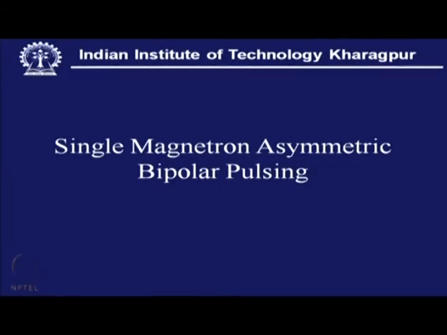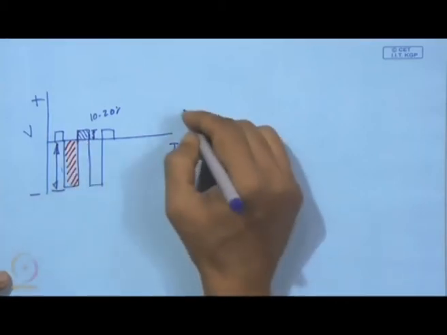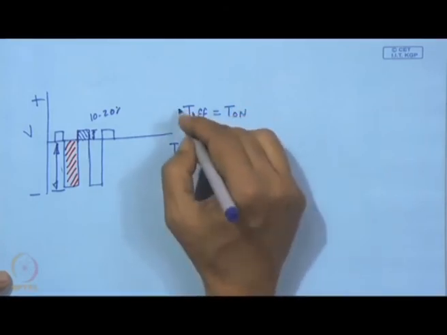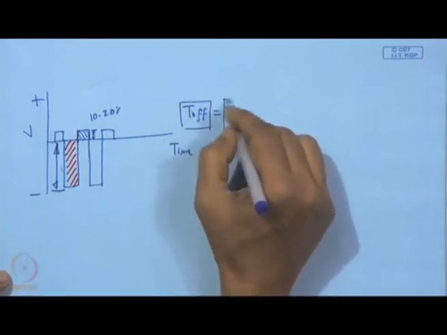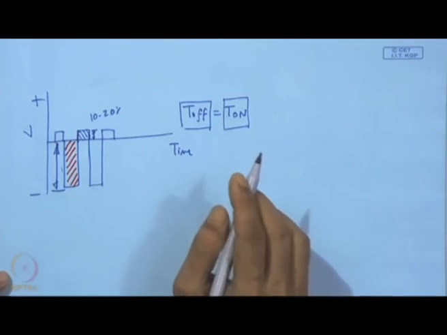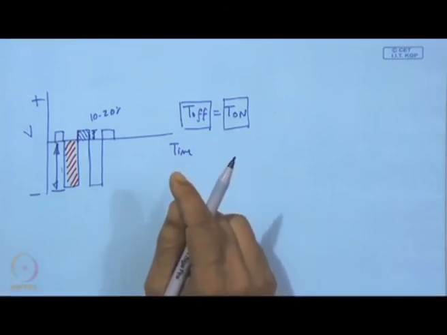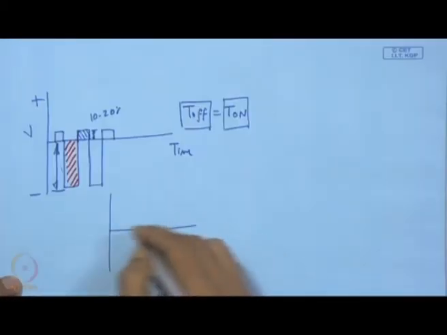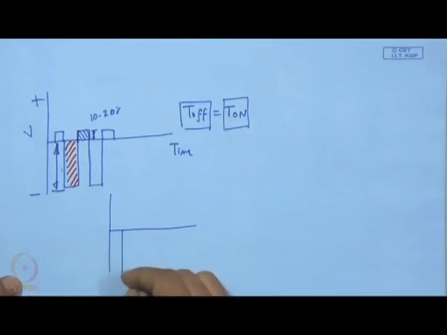Now, here what we have seen, the first two cases, this is symmetric. It is symmetrical, that means on and off, that means here T off is equal to T on. So, off time is equal to on time, and with that we have one possibility, but it can be so that there is single magnetron asymmetric bipolar pulsing, and this is going to be in this form, that this is the negative polarity.